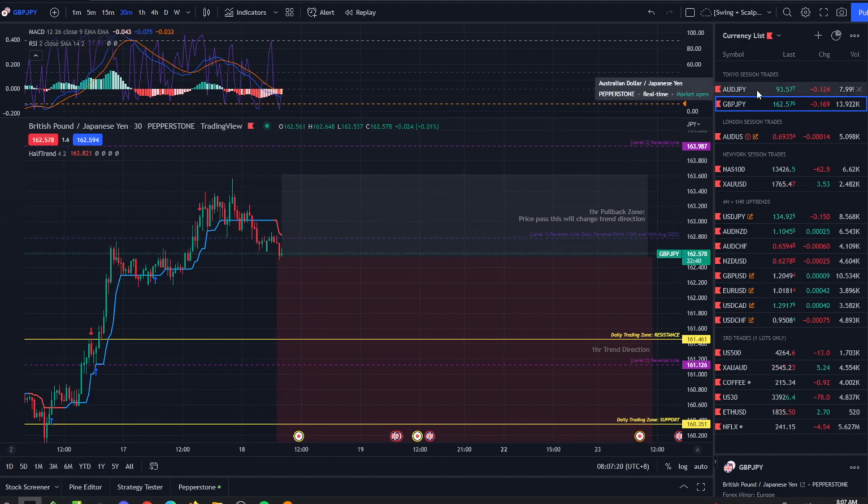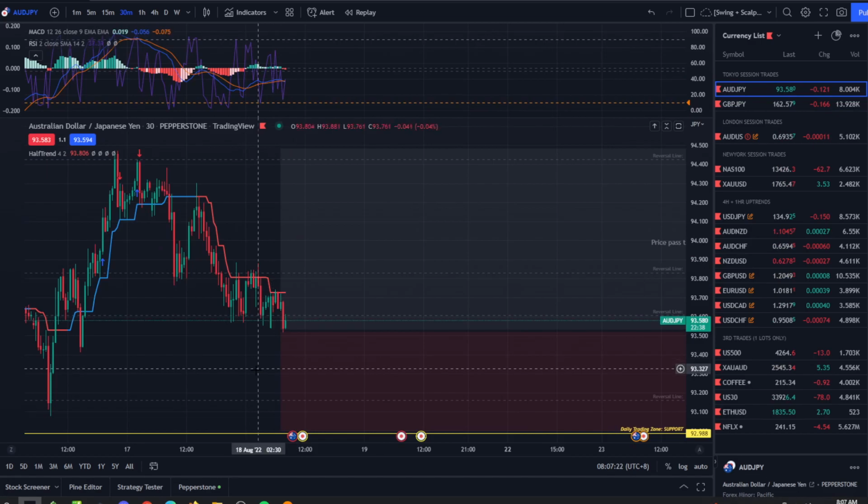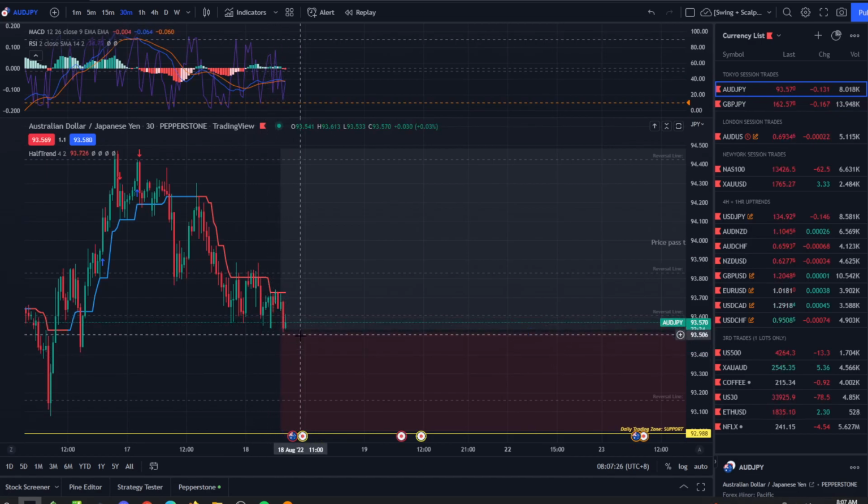And then lastly, AUDJPY. No entries here. Nothing close to the RSI.